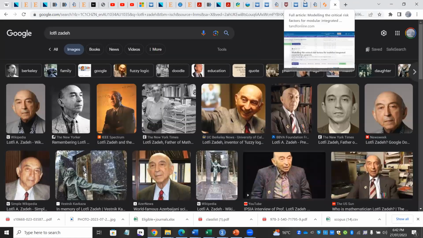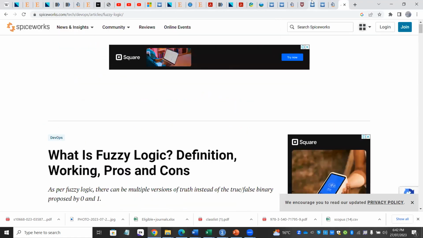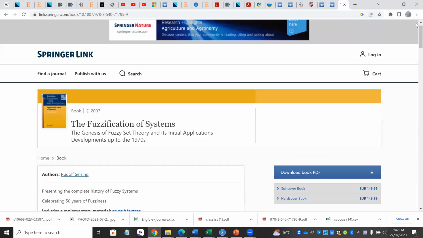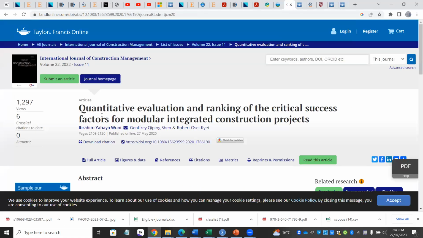Okay, so I'm taking you back to what I always do, which in this video is going to be our main focus. And the focus is going to be that we are going to take one paper, which will be a guide. And based on the paper, we will use it to run data sets. And these data sets will help you to understand how these papers came about. Okay, so today I'm using Dr. Wuni's paper. So the paper I recommended to you was this paper from Dr. Wuni, which is Quantitative Evaluation and Ranking of the Critical Success Factors of Modular Integrated Construction Project.